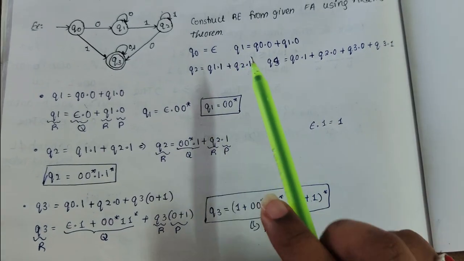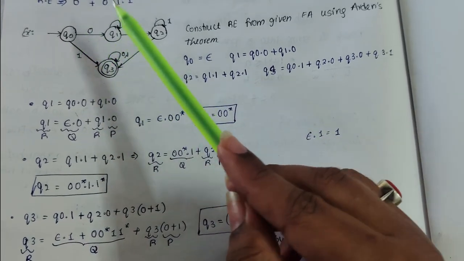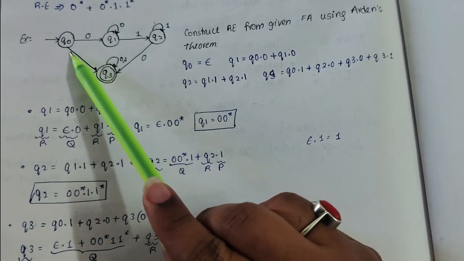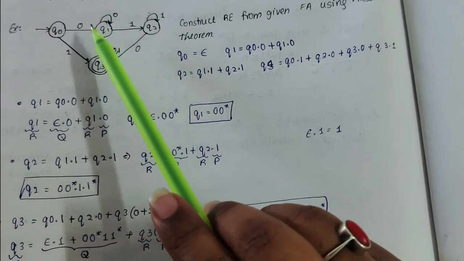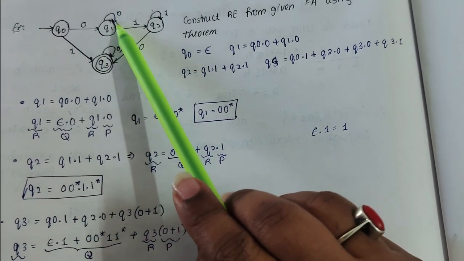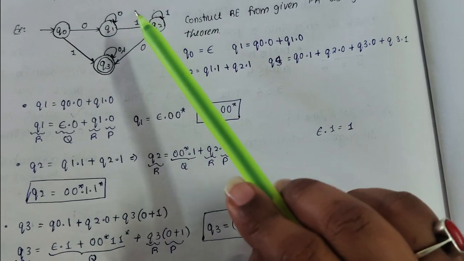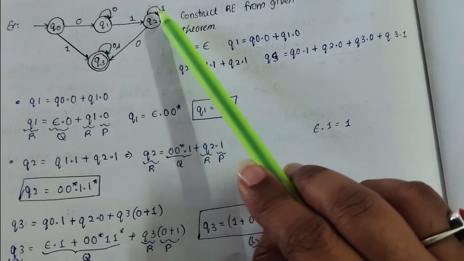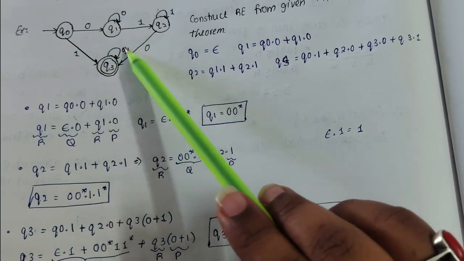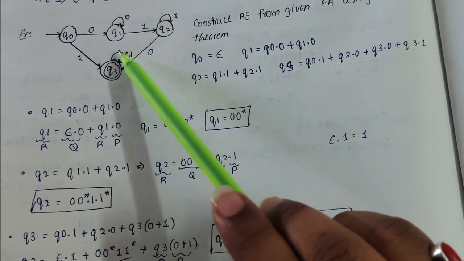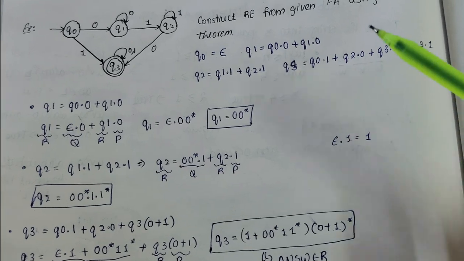Let us look at a different example. First, we have to write the equations. For Q0, are there any incoming states? No, but it is an initial state, right? So we'll take epsilon. For Q1, we have two incoming transitions, Q0.0 and Q1.0. For Q2, we have two incoming transitions, Q1.1 and Q2.1. For Q3, we have four incoming transitions: Q0.1, Q3.0, Q3.1 and Q2.0, right? We'll write them.